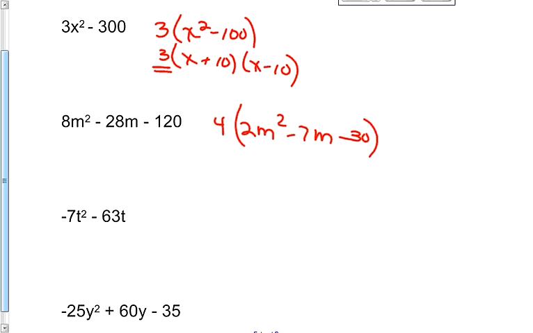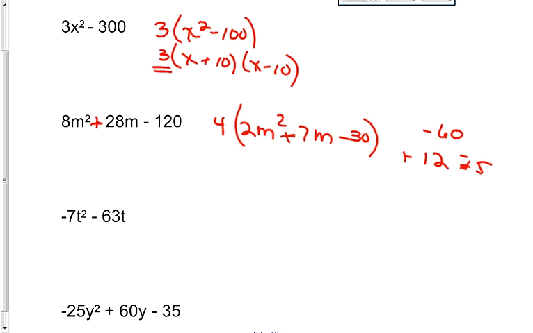2 times negative 30 is negative 60. Two numbers that could multiply to give us negative 60 that will add up to give us negative 7 would be 12 and 5. We're going to need negative and positive. Oh, this actually should be a plus sign right here. 8m squared plus 28m. This is plus, and this is minus 5.